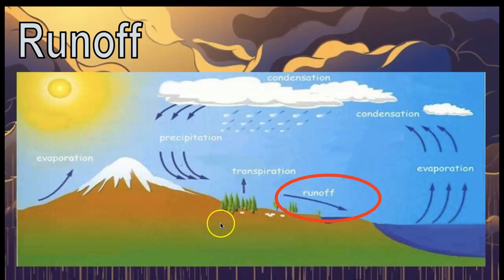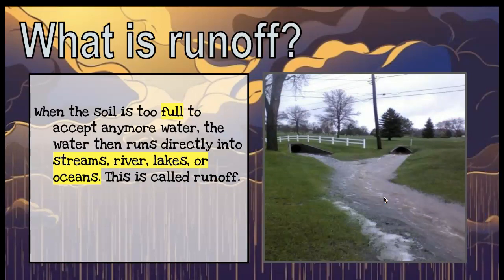Now, what happens when your ground is too full? Let's say you have a flash flood and your ground can't hold any more water. Well, that's when we have this next stage called runoff. So when that soil gets too full and can't take any more water, that's when we have our water running directly off of surfaces and going into streams or rivers or lakes or oceans. And a super generic term for this is runoff.